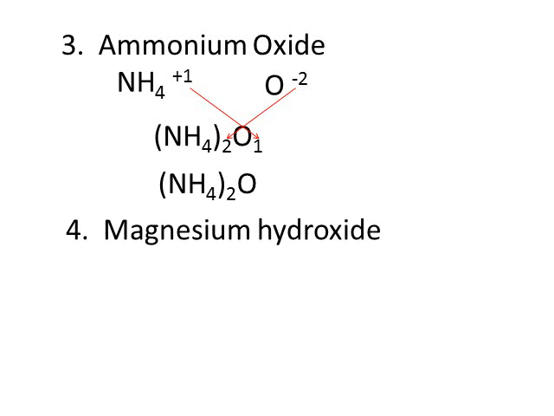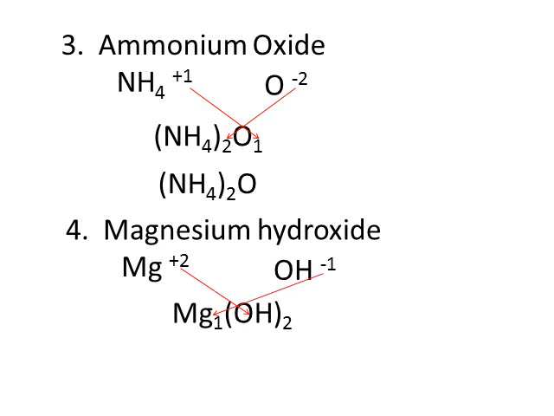Magnesium hydroxide. Magnesium has a +2 charge, and hydroxide is a polyatomic ion with a -1. The 2 in magnesium becomes the number of hydroxides. The 1 in the hydroxide charge becomes the number of magnesiums. So we have Mg(OH)2. And again, our OH is in parentheses because we have more than one polyatomic ion.